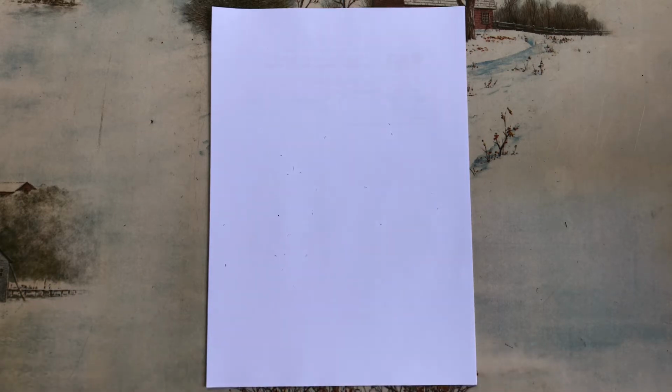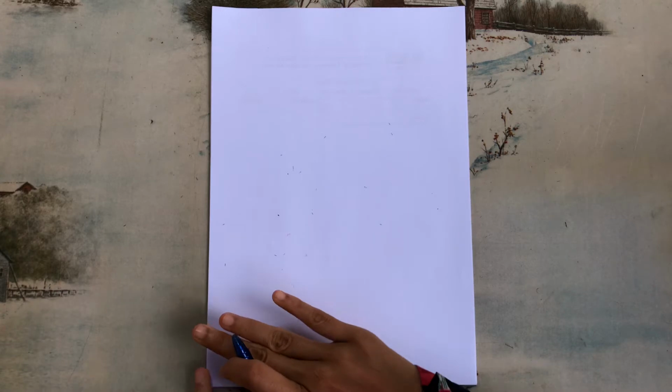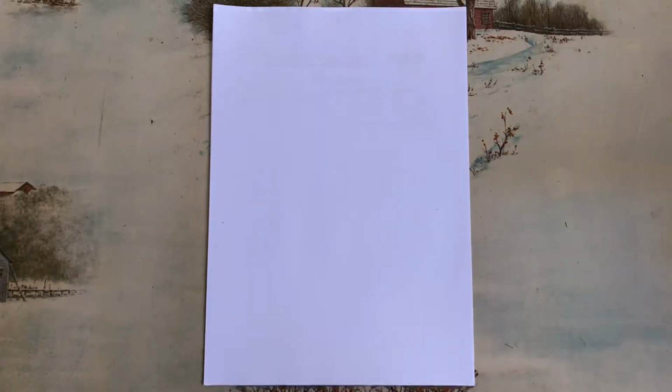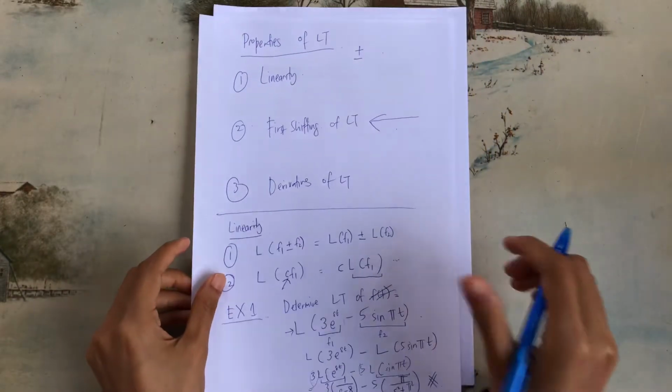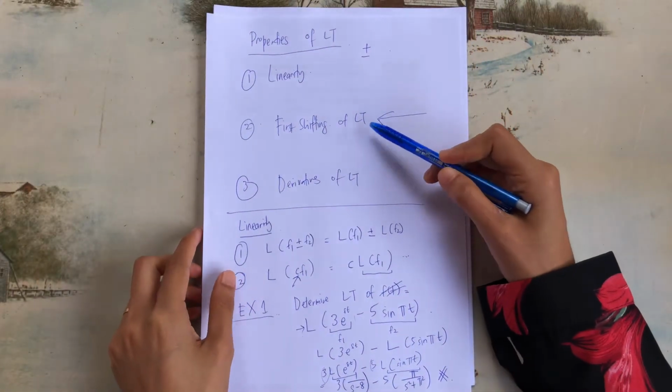Okay, right. So class, we continue with the second property, and the second property is about the first shifting of Laplace transform.